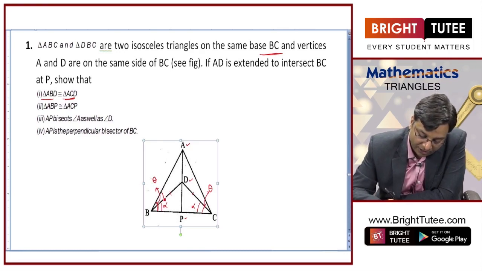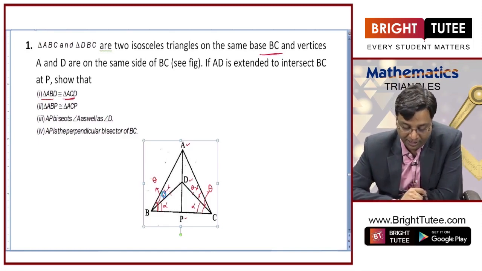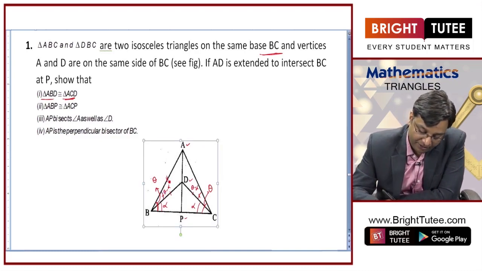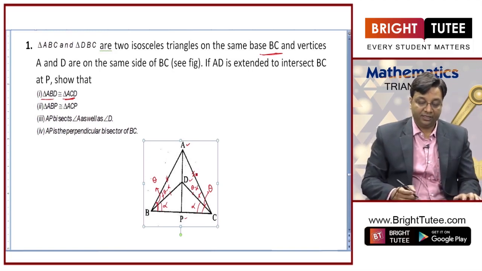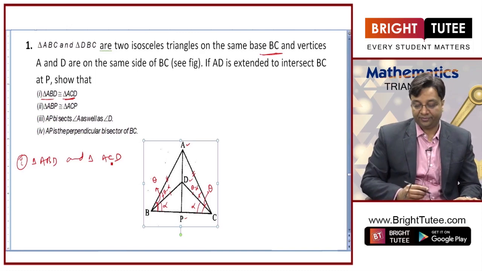Now, look at these two angles. This angle is theta minus alpha and this angle is also theta minus alpha. So, these two angles are also equal. Okay, this much information I have with me, and side AB is obviously equal to side AC, right. Now, look at these two triangles. First question, triangle ABD and triangle ACD.